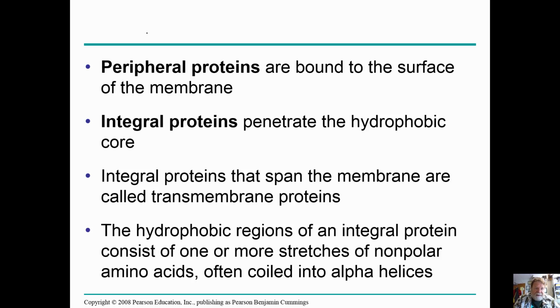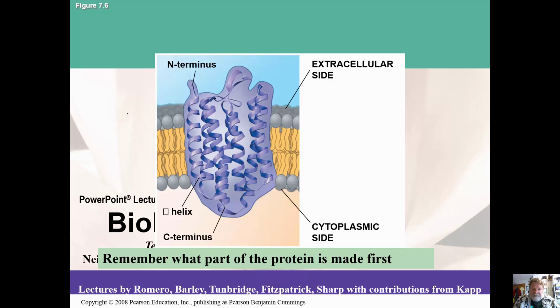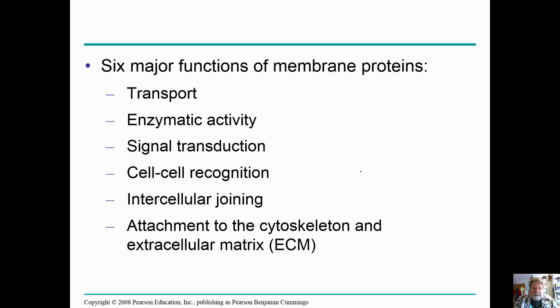Again, the two types of proteins that you want to know are the peripheral proteins that are mainly attached to the outside, and the integral proteins that penetrate the hydrophobic core. They may go all the way through from one side to another. In this case here, we have our amino terminus kind of on this side. And so we'll talk about that a little bit later.